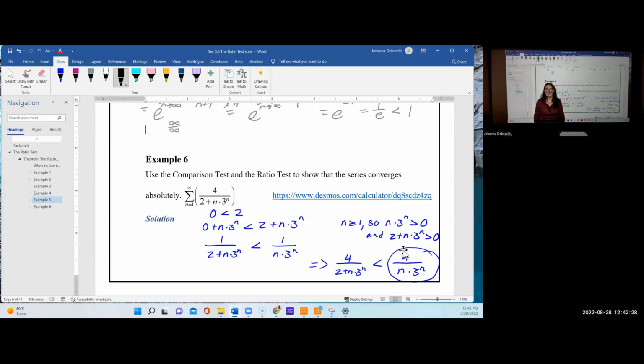We have to try another test, probably the integral test if the terms are non-negative, or maybe the limit comparison test also if the terms are non-negative.